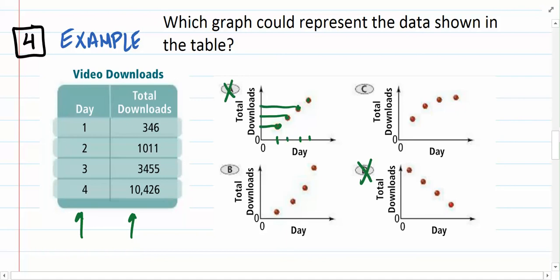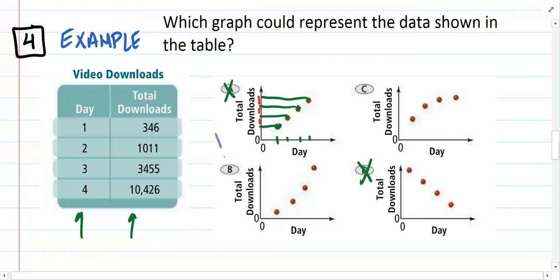Basically, the slope of these little dots, each one of these little increments is the same, and I know that's not true because the difference between these 2 days is not the same as the difference between those 2 days. So I know right away it's not A either. So it has to be B or C. Alright, I'm sure you figured it out. The right answer is B.